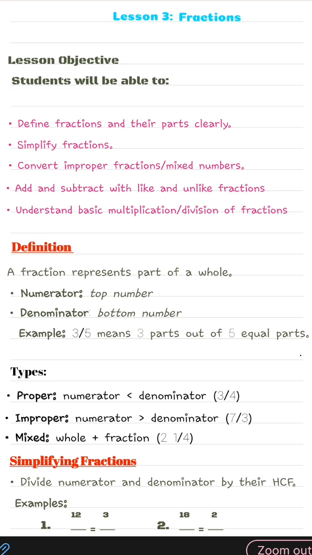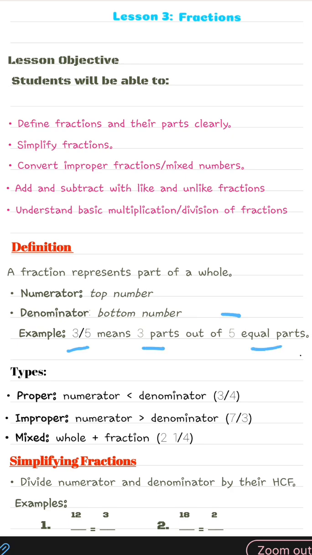1. Definition and types. A fraction represents part of a whole. Numerator, the top number, indicating the number of parts being considered. Denominator, the bottom number, indicating the total number of equal parts the whole is divided into. Example, 3/5 means 3 parts out of 5 equal parts.